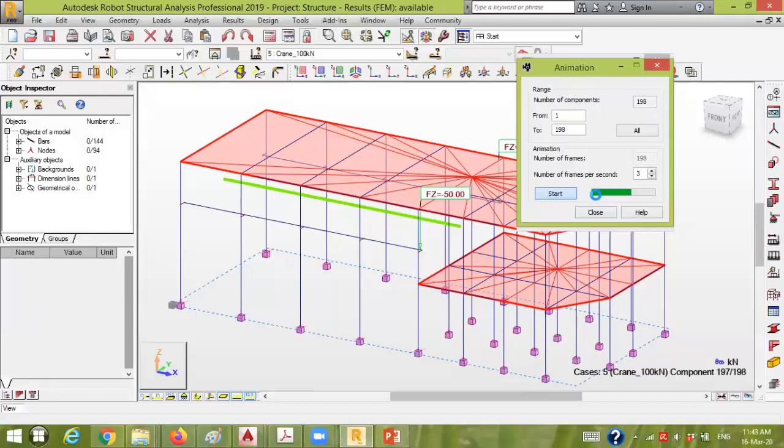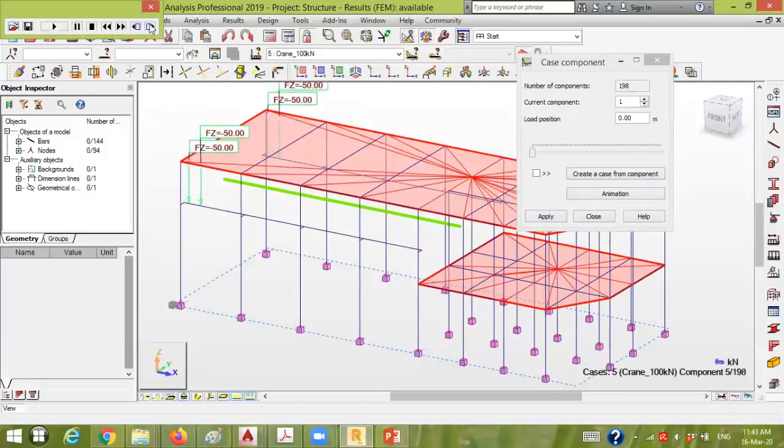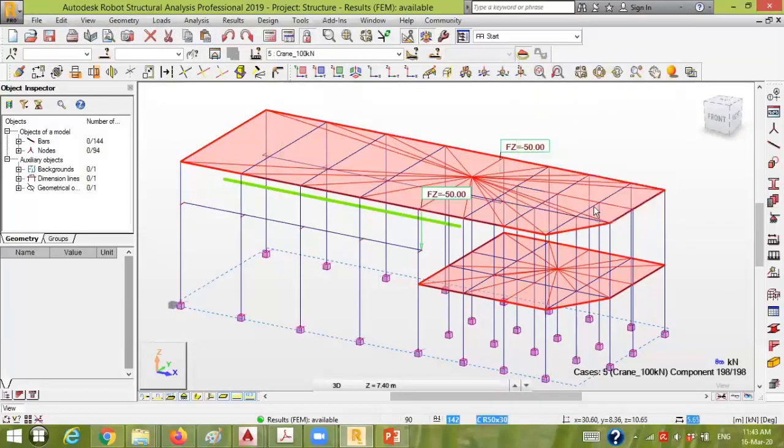So maybe the step of 0.1 meter was too small, and the calculation becomes too heavy. Actually, I will keep it for later. If the calculation is really too heavy, I suggest defining this crane load again using a step of 0.4 or 0.5 meter. But 1 meter is too big a step.